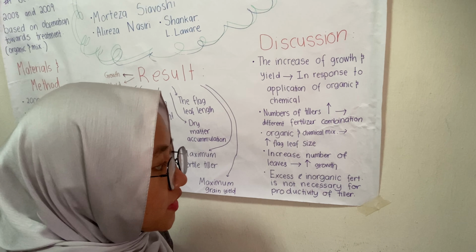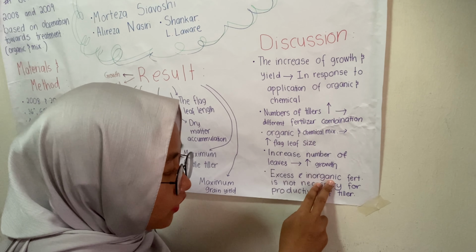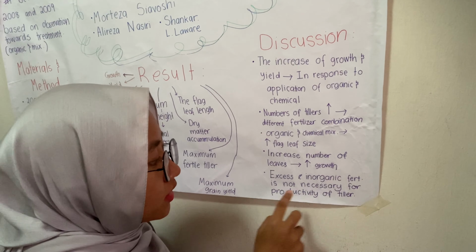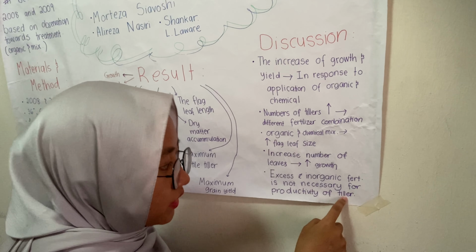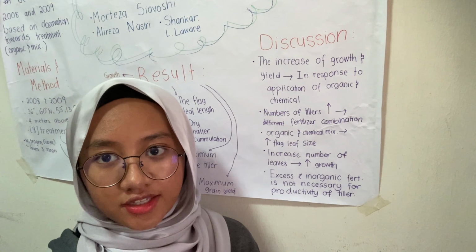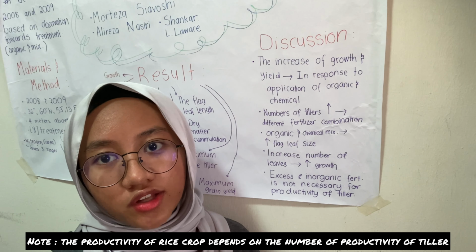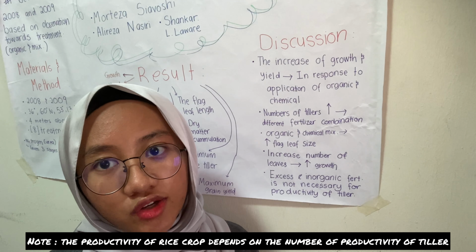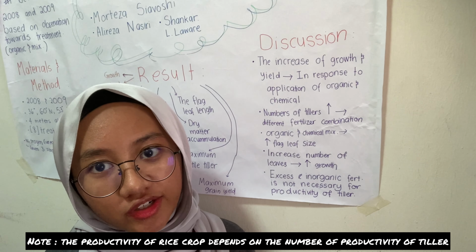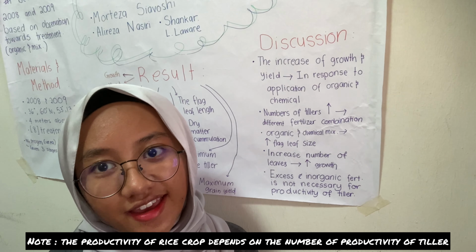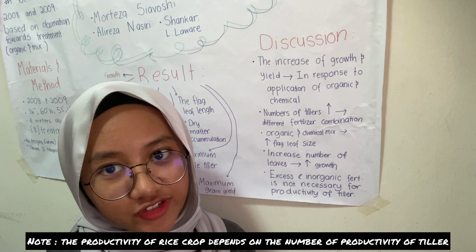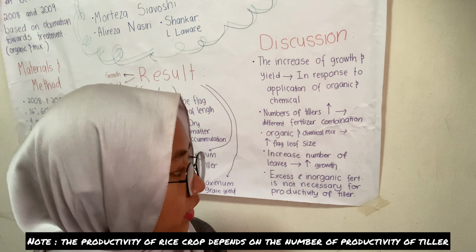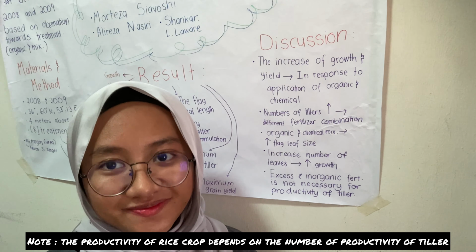Last but not least, excess inorganic fertilizer is not necessary for productivity of tiller. Okay, so this is advisable to all the farmers today that do not overuse your inorganic fertilizer, aka chemical fertilizer, because it is not that really efficient for productivity of the tiller.